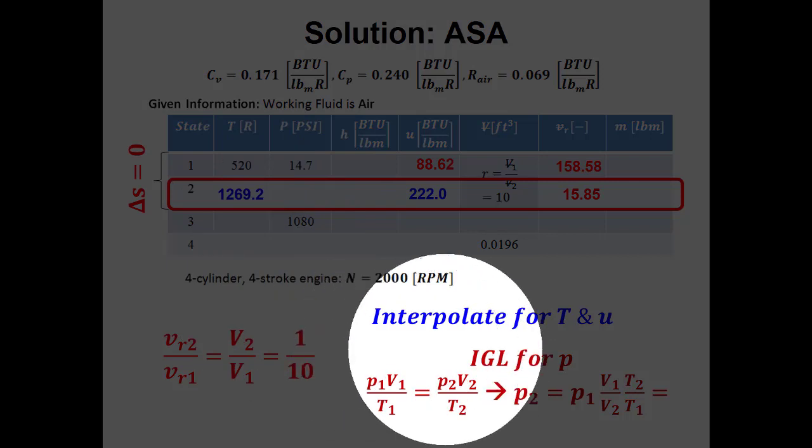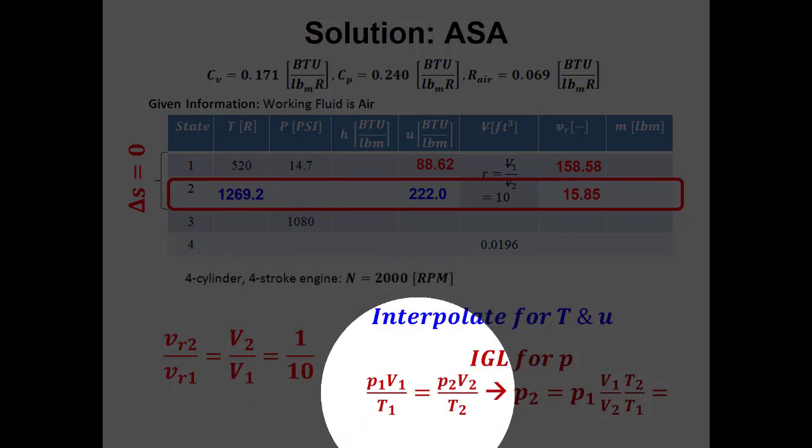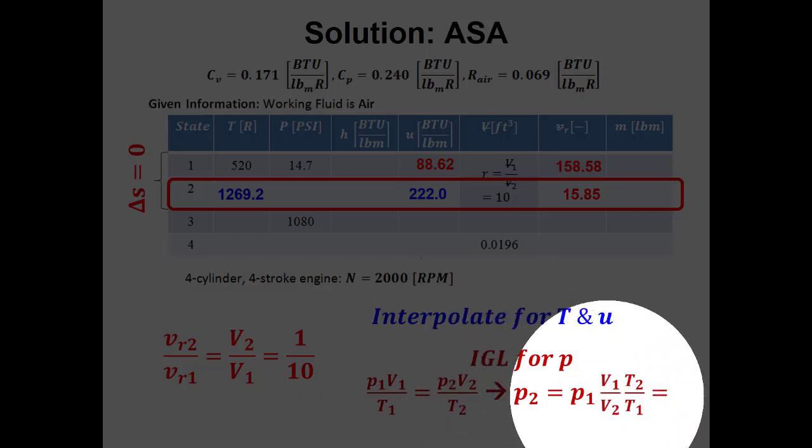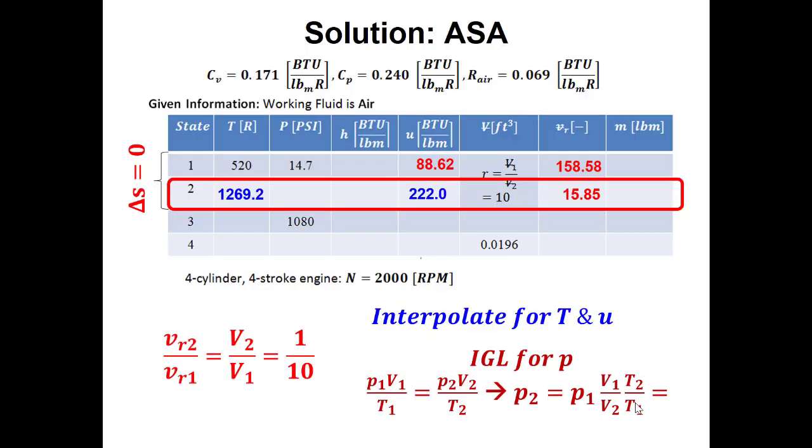So I'm just going to find it now. Here's the ideal gas law: P1V1 over T1 is equal to P2V2 over T2. So I can isolate for P2. P2 is equal to P1 times the volume ratio times the temperature ratio. In here, my pressure goes up. This is no surprise in the compression stroke, that we increase the pressure. That's kind of why we're doing this.